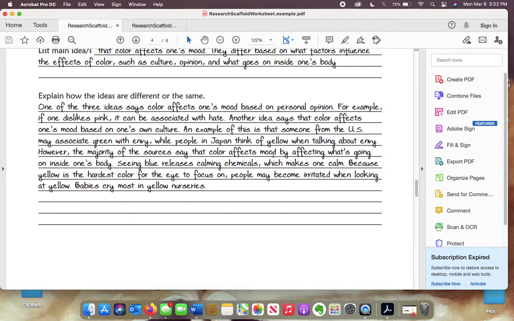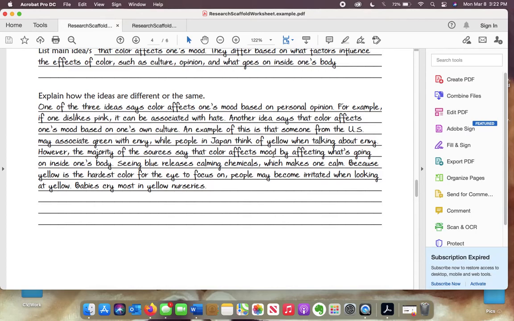One of the 3 ideas says color affects one's mood based on personal opinion. For example, if one dislikes pink, it can be associated with hate. I don't hate it. I just don't really like it that much. Another idea says that color affects one's mood based on one's own culture. An example of this is that someone from the U.S. may associate green with envy, while people in Japan think of yellow when they talk about envy.